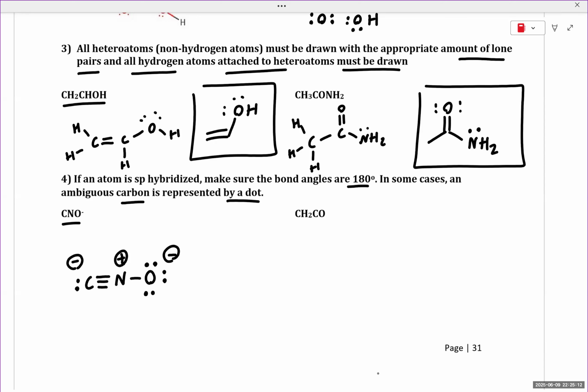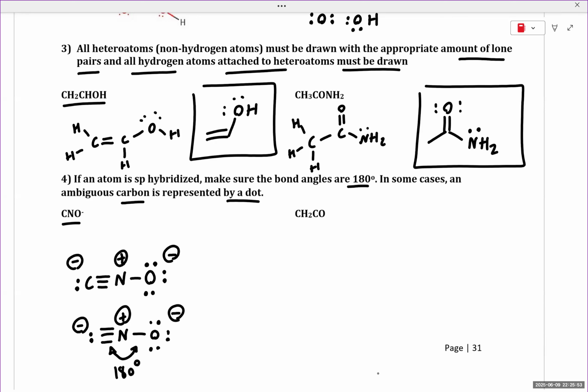Now, from here, converting this into a bond line structure, the carbon is implied, the nitrogen and oxygen are drawn. And that gives us the following bond line structure. In this case, you don't really get that much efficiency by abbreviating the carbon atom. One thing I do want you to note is because this central nitrogen is sp hybridized, this bond angle is 180 degrees.